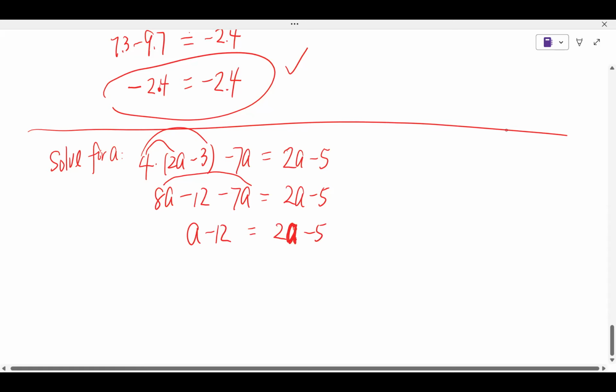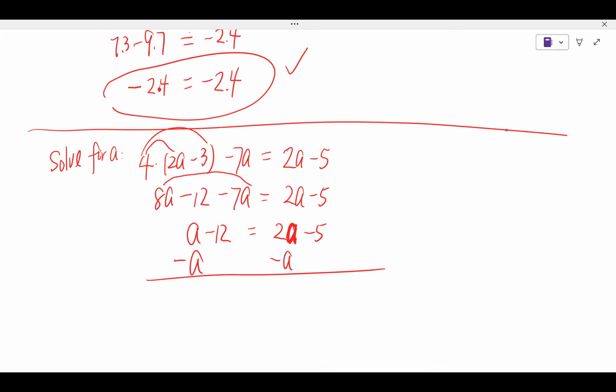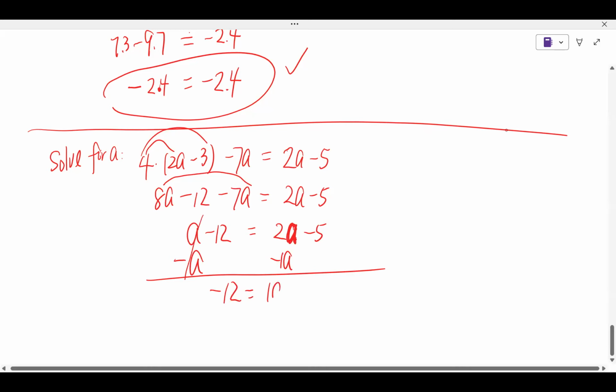Now next thing we're going to move this a. We're going to combine those two variable terms, right? A with a. So one way to do it is you can subtract a from both sides of the equation, right? Because 2a is bigger than 1a. So by doing this, we can avoid the negative coefficient. So here cancel a, minus 12, 2a minus 1a, that's 1a, right?